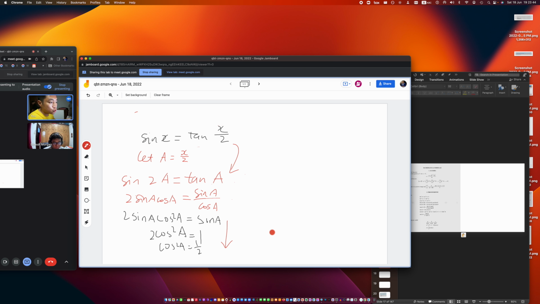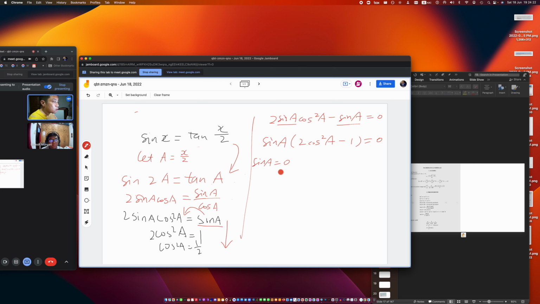What you should do is bring the sine A over. So you should have 2 sine A cosine square A minus sine A equals 0, right? Then you can take out the common factor sine A, so sine A times 2 cosine square A minus 1 equals 0. So in fact, sine A equals 0 is one equation you need to solve for A.